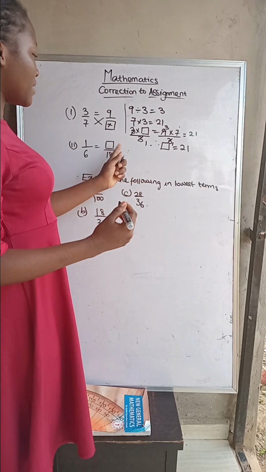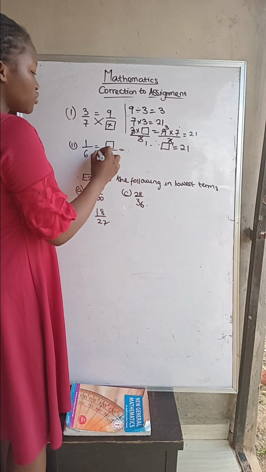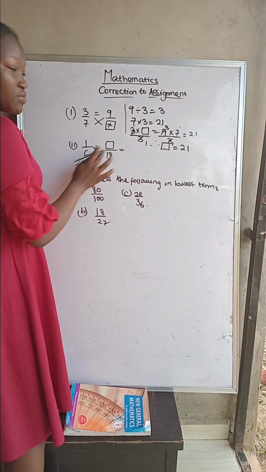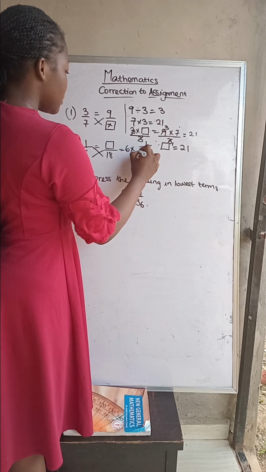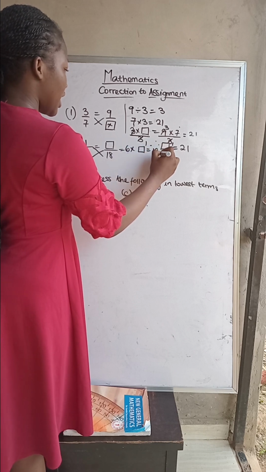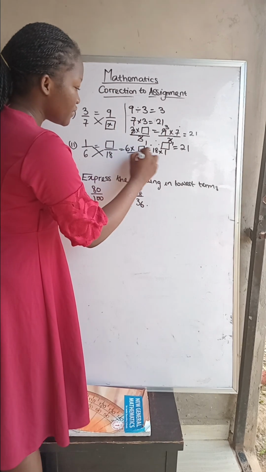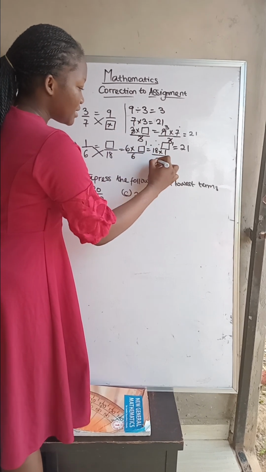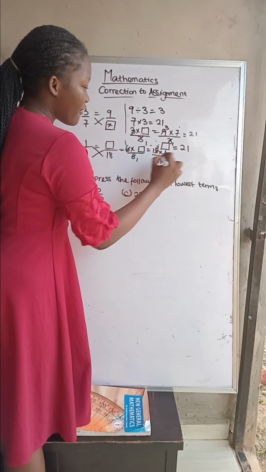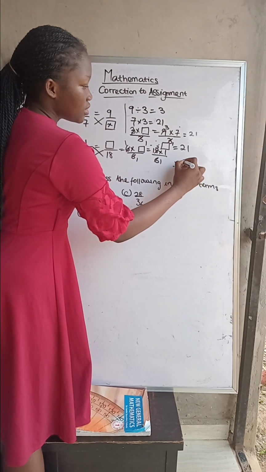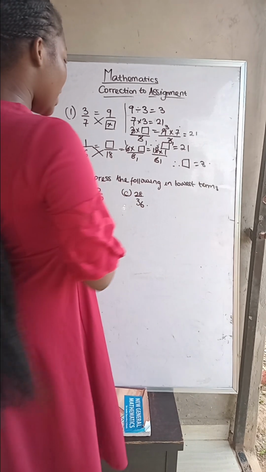Let me use this other method for number 2. So you cross multiply. This is what we call cross multiplication. So here will be 6 times box equals to 18 times 1. So we want to get only box remaining, so you divide both sides by 6. 6 here, 1, 6 here, 3. So therefore, box is equal to 3. Do you understand? So that's the assignment of yesterday.